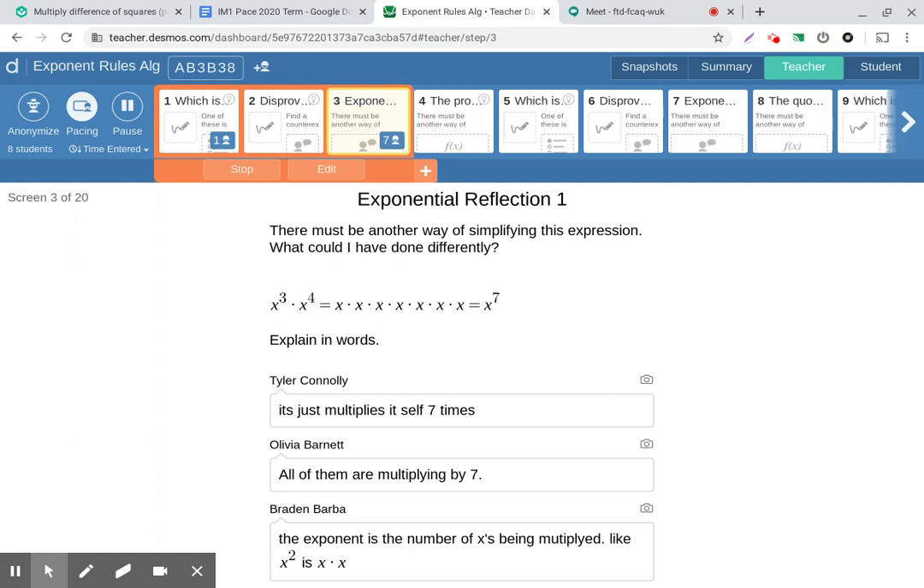Yeah, and Olivia, they're not multiplying by 7. They're multiplying 7 times itself. Does that make sense, Olivia? So it's not multiplying by 7. It's multiplying itself by itself 7 times. Oh, okay. Does that make sense? I'm pretty sure you understand what it means, but I gotta be clear on the syntax, right?